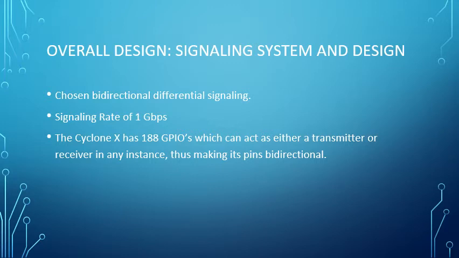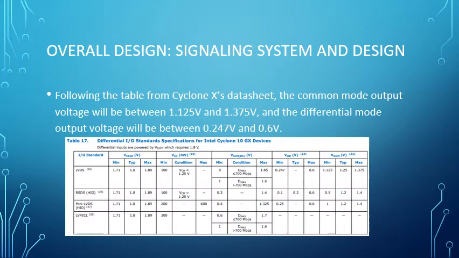And the Cyclone 10 has about 188 GPIOs, which can be either a transmitter or a receiver in any instance. So therefore, it is bidirectional. Here we have a table from the datasheet where we were able to grab the differential output as well as the common mode output values to put onto our schematic.